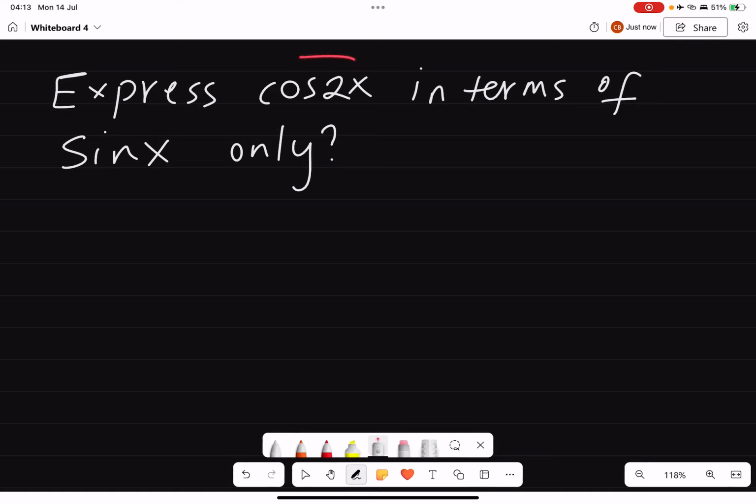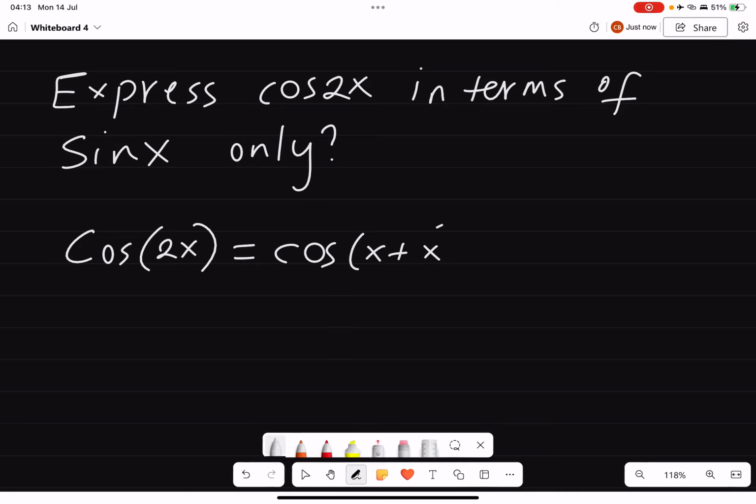We need to express cos 2x in terms of sin x only. So here we're going to use compound angle identities. We know that cos 2x can be written as cos(x + x). So what we did is we broke 2x into x plus x. So we're going to treat the first x as a and the second x as b.